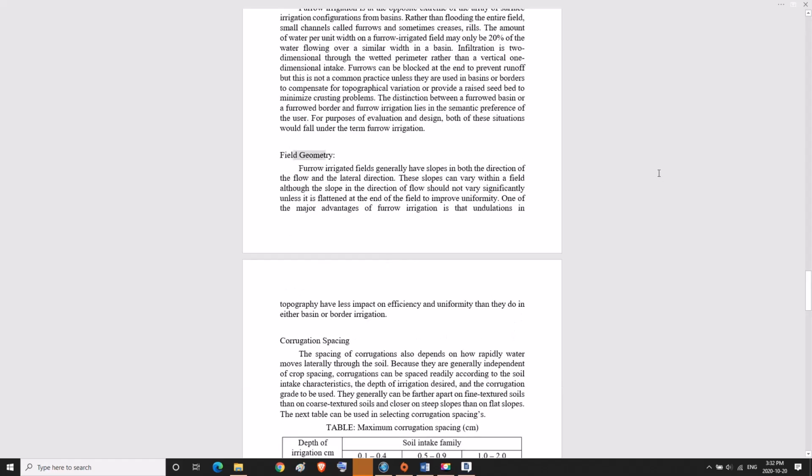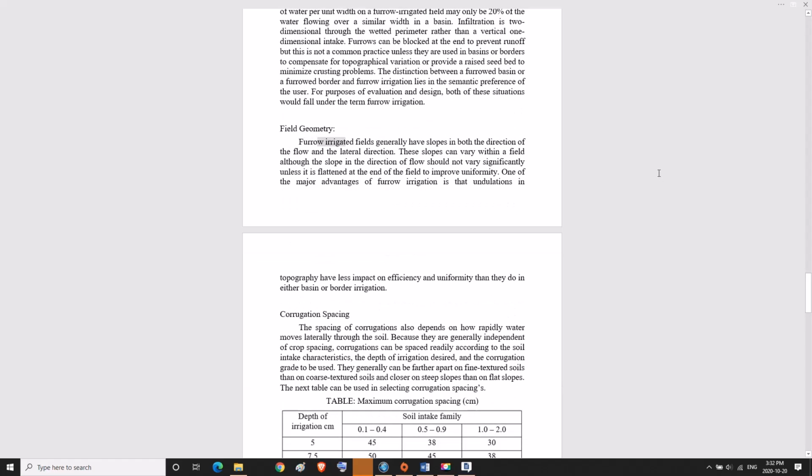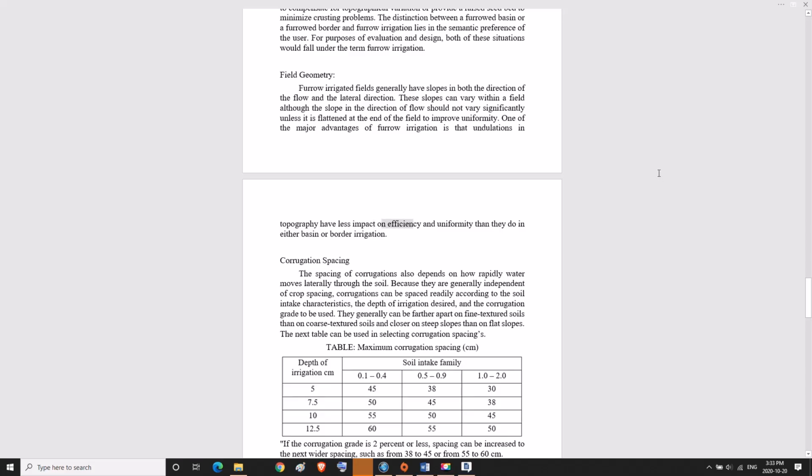Field geometry. Furrow irrigated fields generally have slopes in both the direction of the flow and the lateral direction. These slopes can vary within a field, although the slope in the direction of flow should not vary significantly unless it is flattened at the end of the field to improve uniformity. One of the major advantages of furrow irrigation is that undulations in topography have less impact on efficiency and uniformity than they do in either basin or border irrigation.